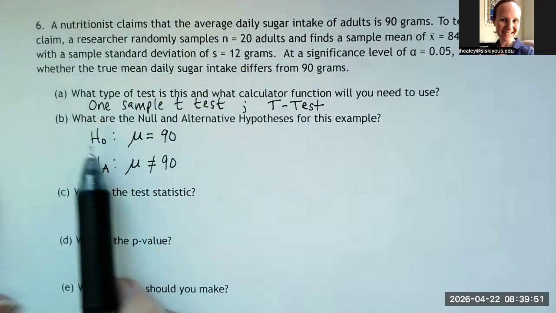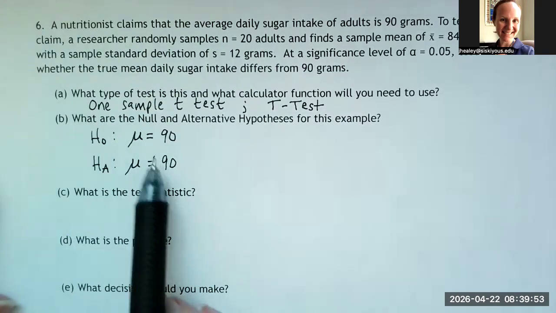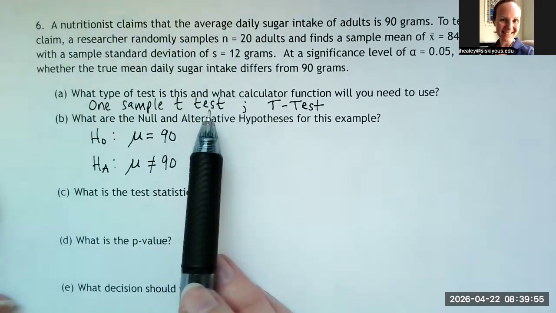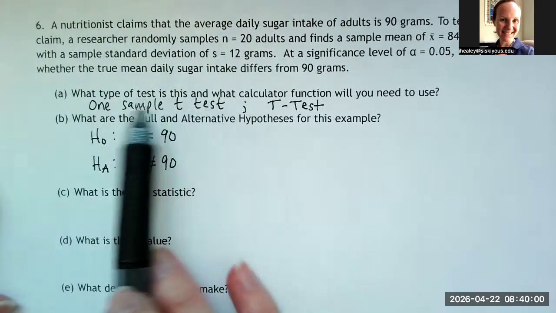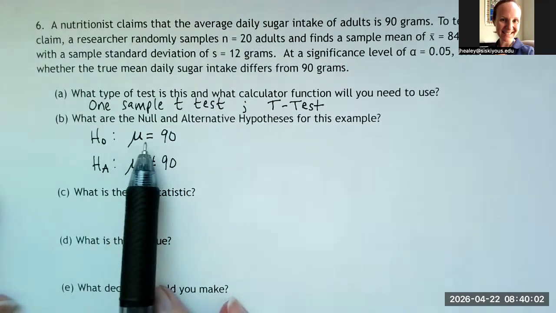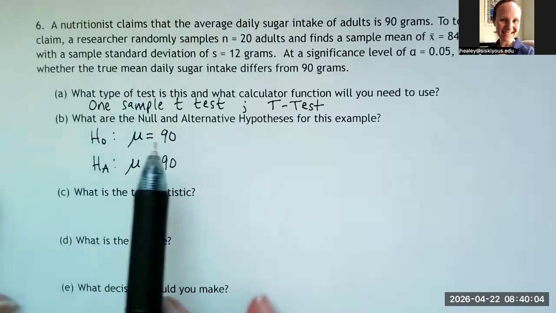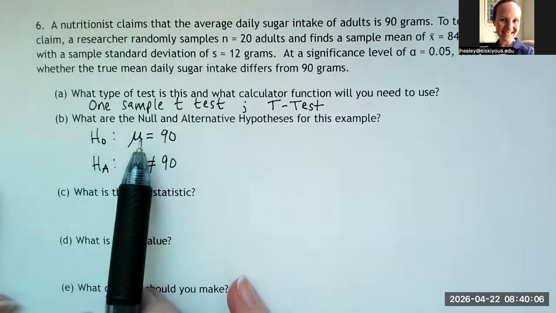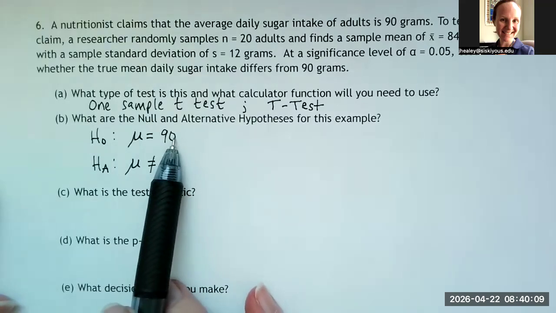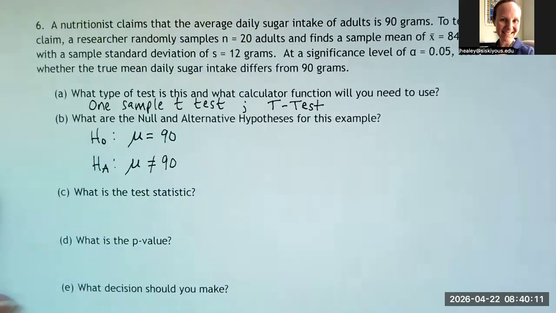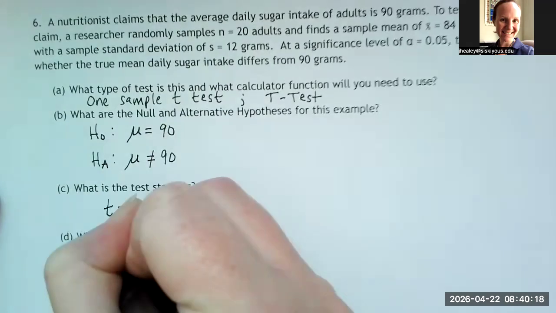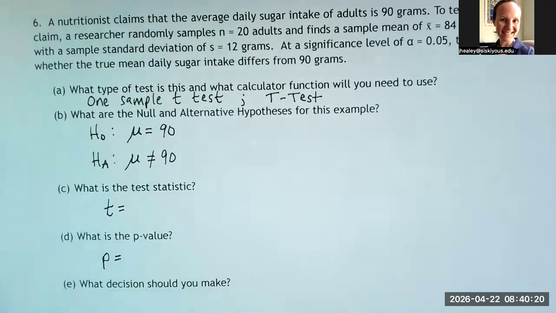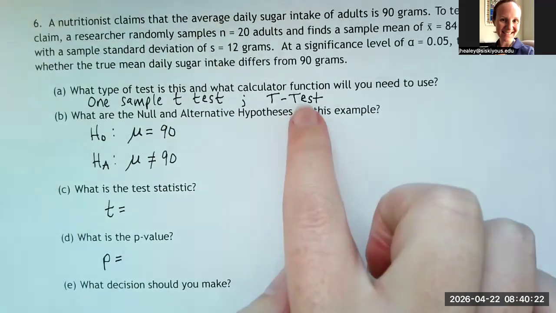Okay, so again, notice the difference in how we set these up. When it's a one sample t-test or z-test, we've got mu is equal to some number. When we're doing a two sample, we're setting mu1 equal to mu2, or greater than or equal to, or less than or equal to. And so whenever you've got a number in there, we know that's going to be a one sample, either t-test or z-test. Test statistic, again, we said this one's going to be a t, and we're going to go find our p. So for the calculator, we're going to go find that t-test.